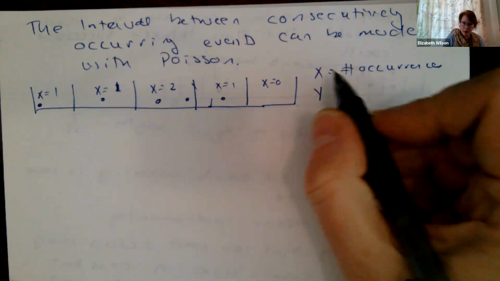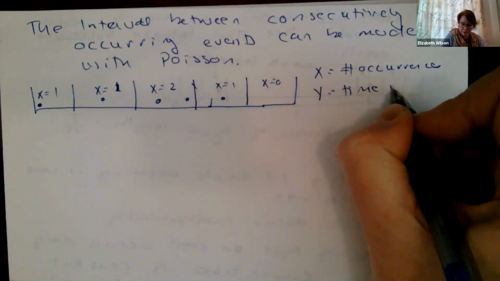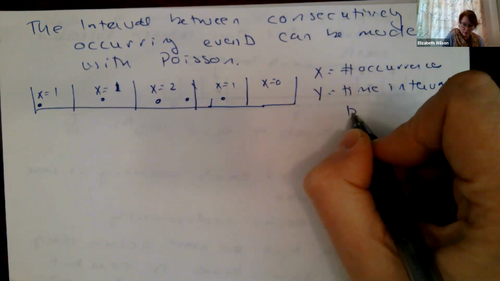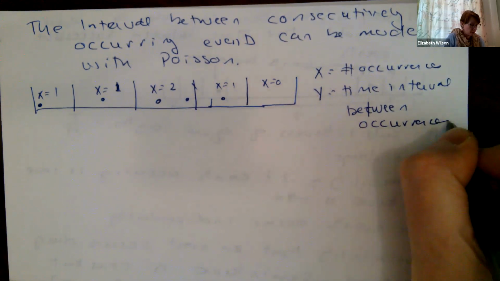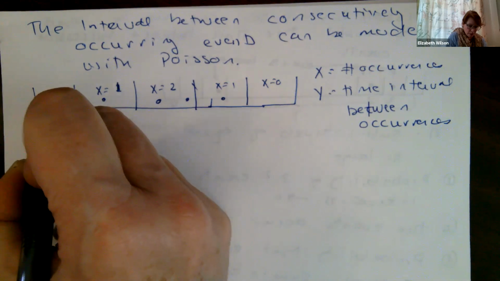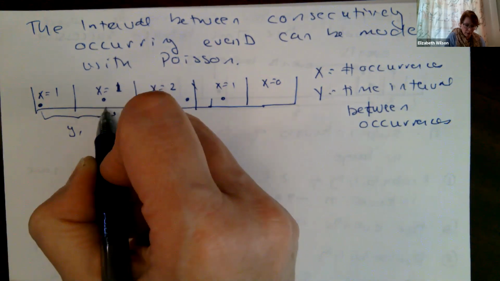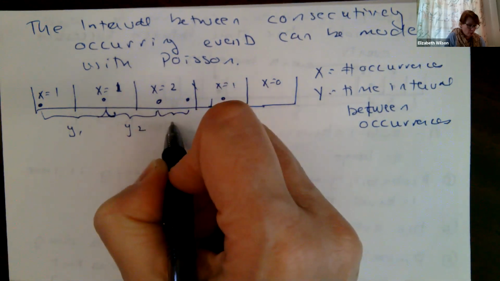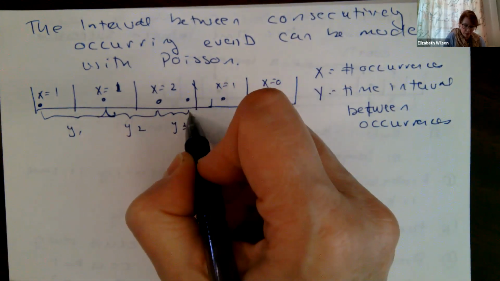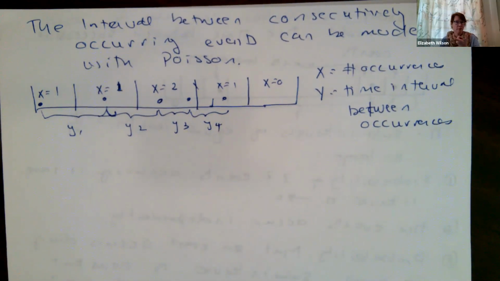Okay, so we would write down x is our number of occurrences. And then our random variable y is going to be the time interval between occurrences. So let's write down what our y looks like. So this from here to here is our y1. Sorry, that should be up to here. And then this from here to here is our y2. Then from here to here is our y3. And then from here to here is our y4. Okay, so y is going to be our time between consecutively occurring events that are happening, right?